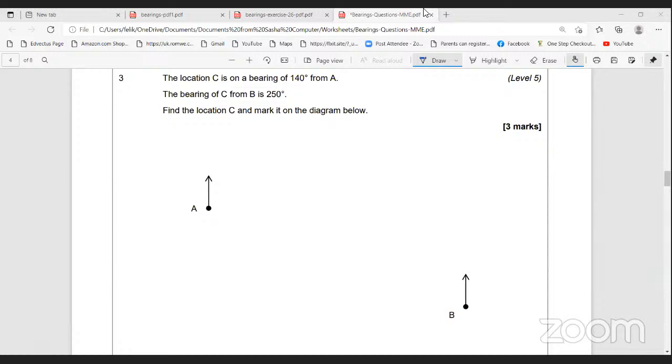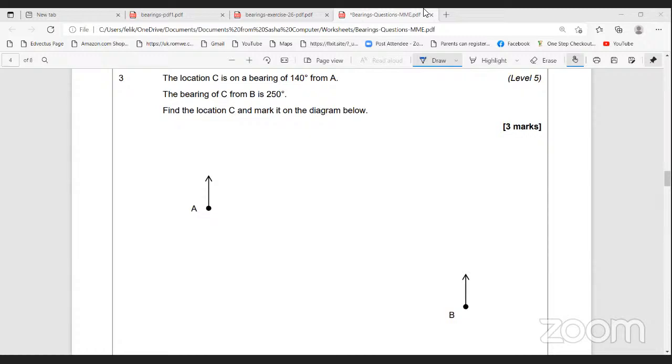Alright, so we're gonna go with the first part. The location C is on a bearing of 140 from A. So where is that 140 angle going to be? That's the first thing I want you to ask yourself. We're doing the question bit by bit, not complicating things for ourselves. So what's the first thing you're going to ask yourself?